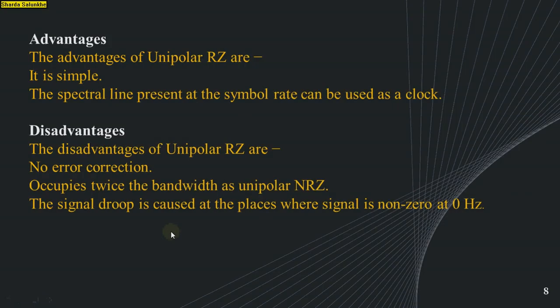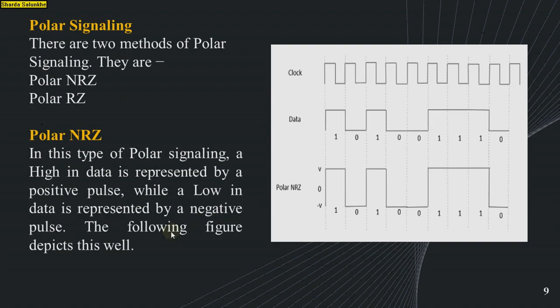Next, the advantages of the unipolar return to 0: it is simple, and the spectral line present at the symbol rate can be used as a clock. The disadvantages are that there are no error correction capabilities, it occupies twice the bandwidth of unipolar NRZ, and signal drop is caused at the places where the signal is non-zero at 0 hertz.